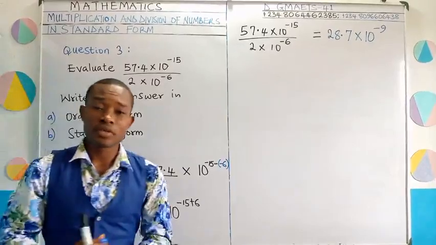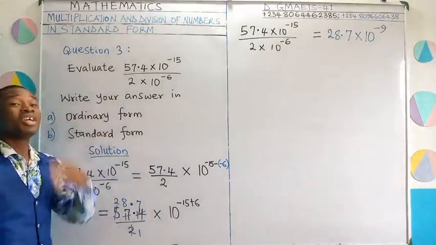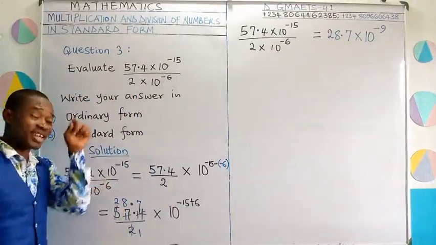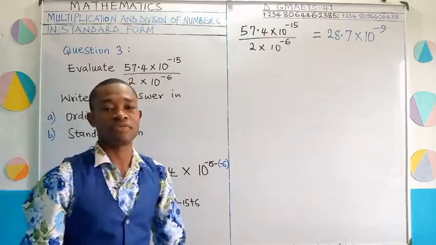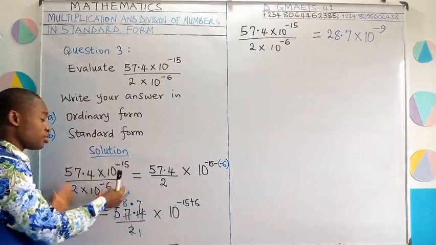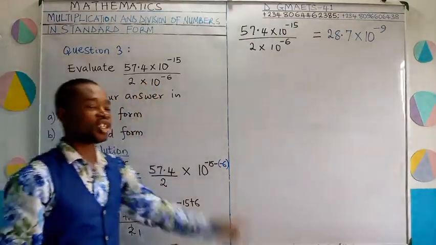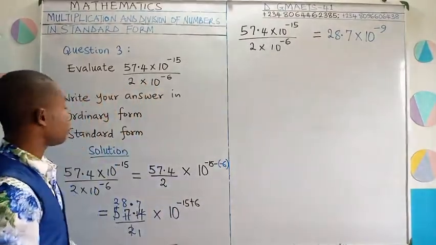Alright, one thing I want to tell you is if the question given to you is in standard form, and you are asked to get your answer in ordinary form, it is advisable you get it in standard form first, then change it to ordinary form. Always get your answer in standard form if the problem given to you is already in standard form. Then if you get it in standard form, you can easily change from there towards ordinary form.